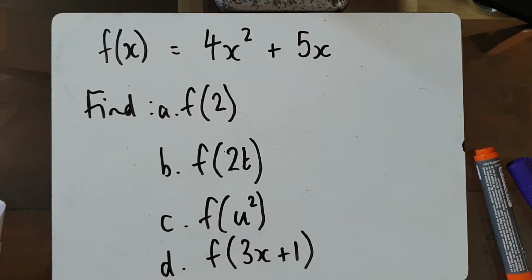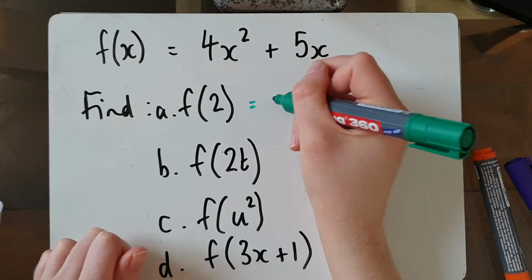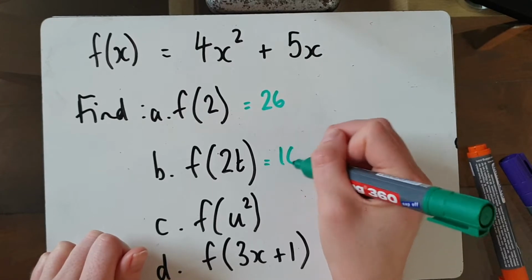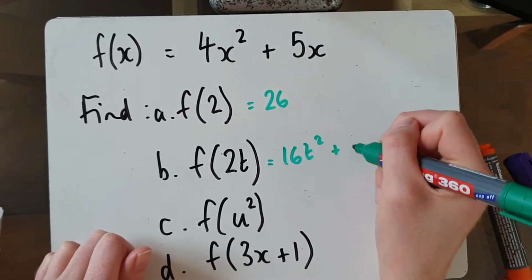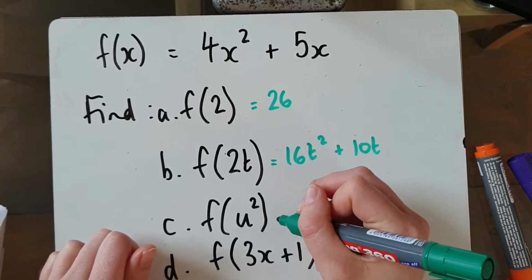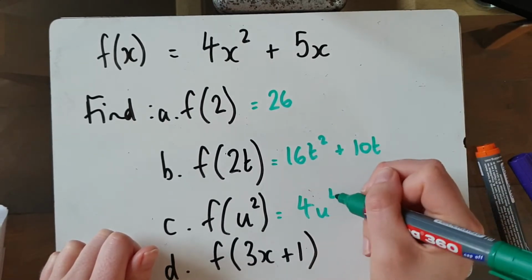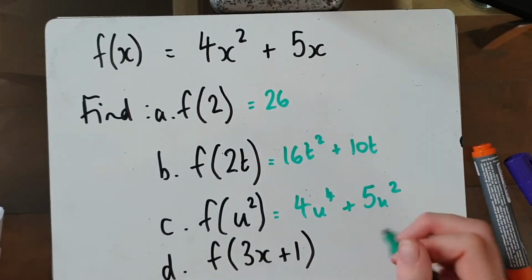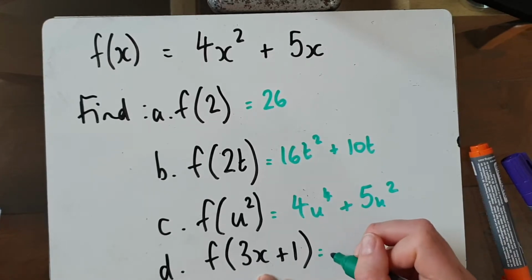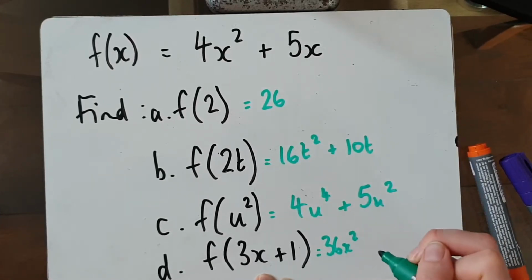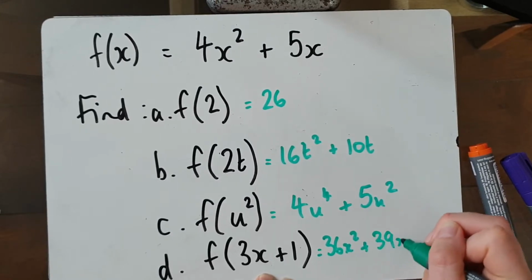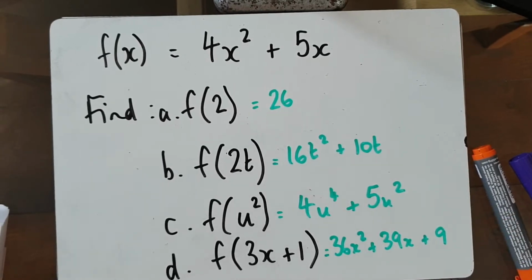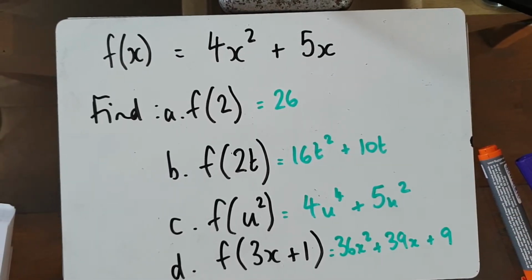So the answers that you should have got are f of 2 is 26, f of 2t is 16t squared plus 10t. f of u squared is 4u to the 4 plus 5u squared. And f of 3x plus 1 is 36x squared plus 39x plus 9. Make sure you got those answers, please.